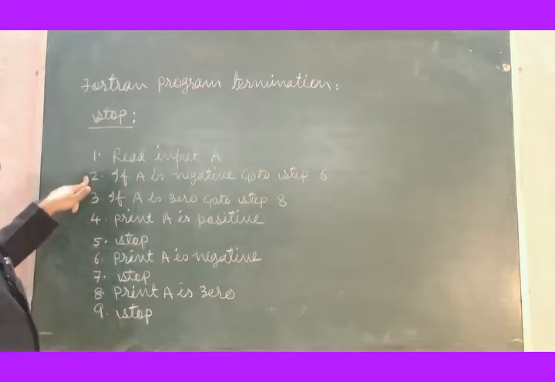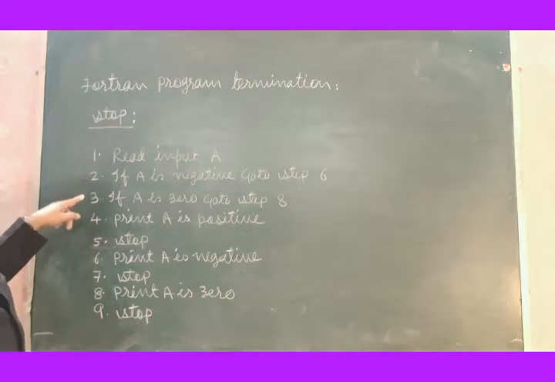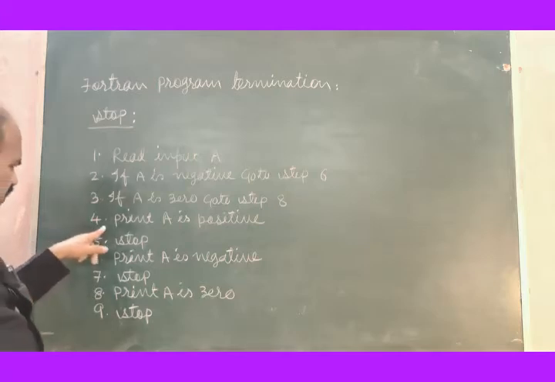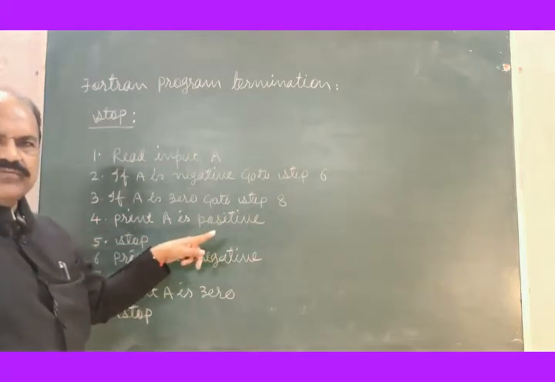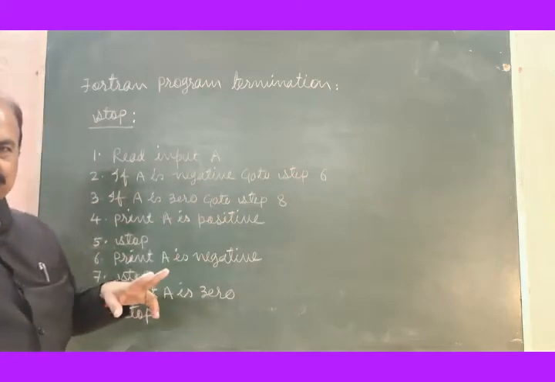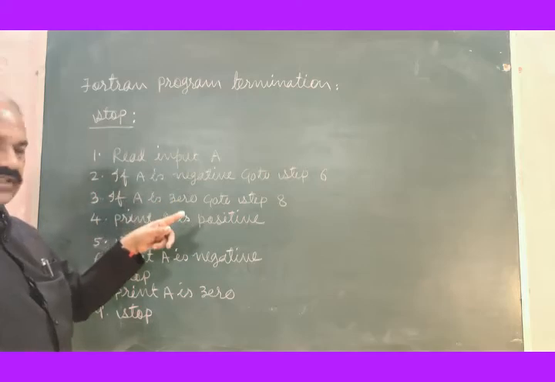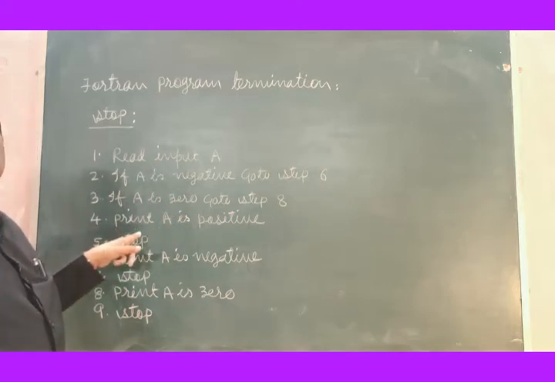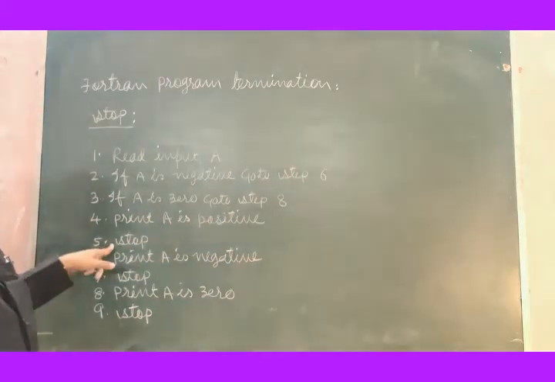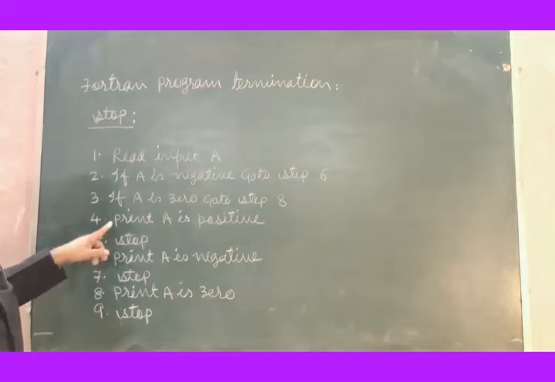Statement 2 is not true. Statement 3 is not true. Control will fetch statement number 4. And what is this? Print A is positive because A is not negative. A is not 0. As this is false, it will go to step 4. Print A is positive. Stop the program execution. Program execution is completed. Stop the execution.